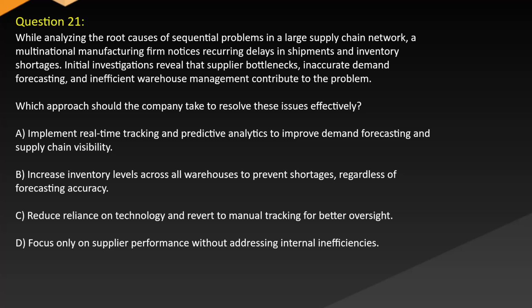Question 21. While analyzing the root causes of sequential problems in a large supply chain network, a multinational manufacturing firm notices recurring delays in shipments and inventory shortages. Initial investigations reveal that supplier bottlenecks, inaccurate demand forecasting, and inefficient warehouse management contribute to the problem. Which approach should the company take to resolve these issues effectively? A. Implement real-time tracking and predictive analytics to improve demand forecasting and supply chain visibility. B. Increase inventory levels across all warehouses to prevent shortages, regardless of forecasting accuracy. C. Reduce reliance on technology and revert to manual tracking for better oversight. D. Focus only on supplier performance without addressing internal inefficiencies.